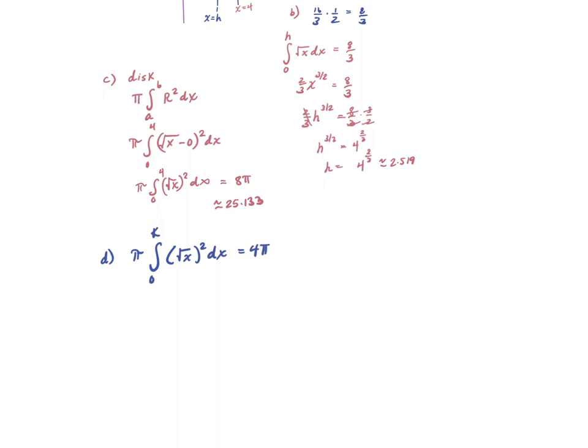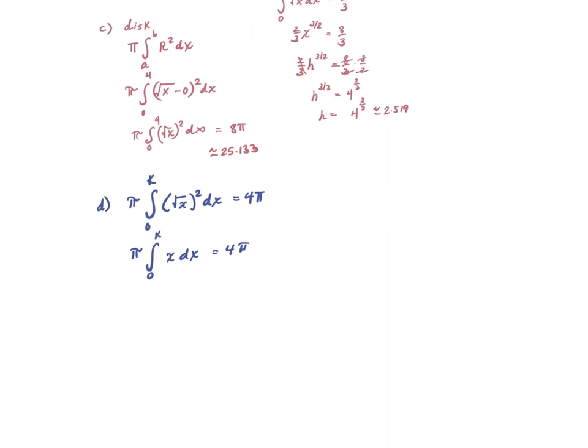Let's see. All right, let's do this. So it's pi, 0 to k, root x squared is just x dx, equal to 4 pi. You could divide over the pi if you wanted to. Let's do that. So cancel out the pi's.